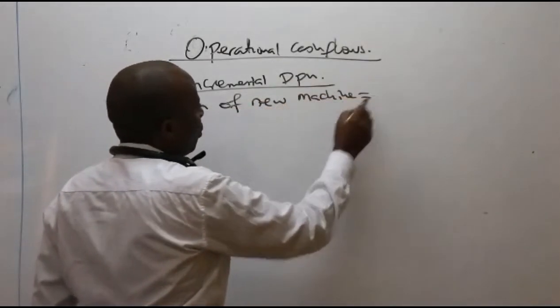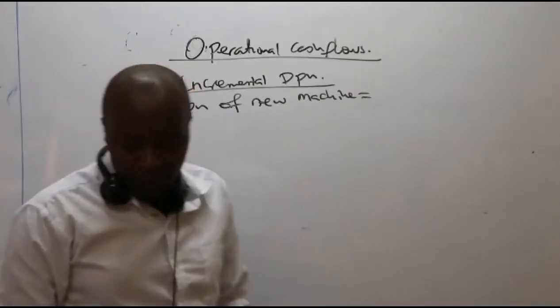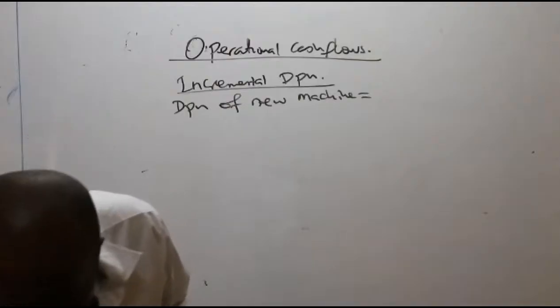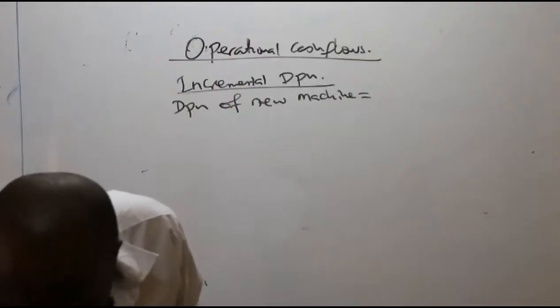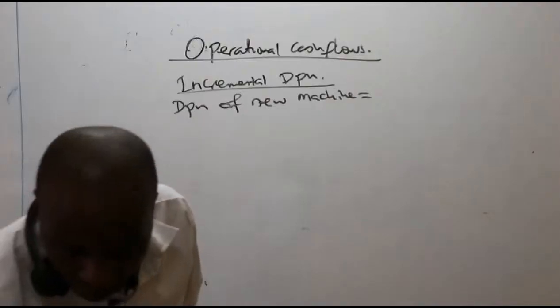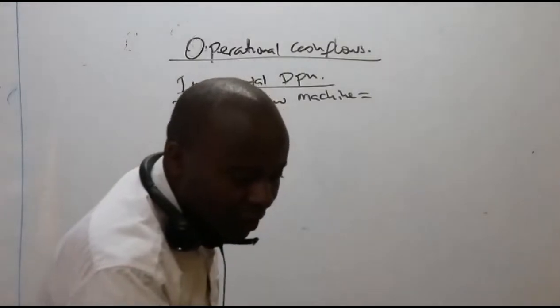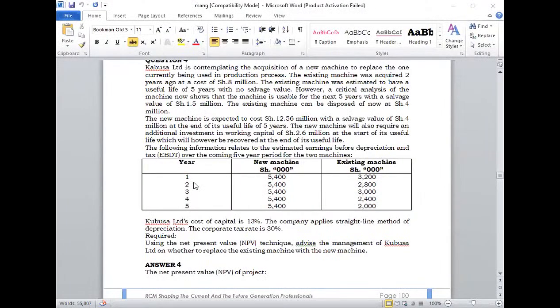So depreciation of the new machine, ladies and gentlemen, at the end of the day, we know the cost of the new machine, don't we? Let me just share this very fast. The cost of the new machine, ladies and gentlemen, here is 12,560. So 12,560 minus its scrap value. Scrap value is 4,000, which is 4,000,000 for our case because we are cutting 3 zeros.